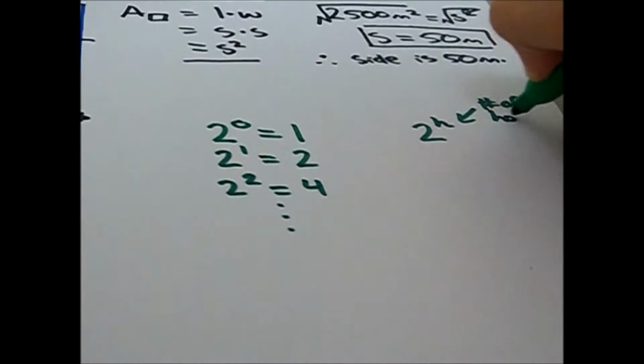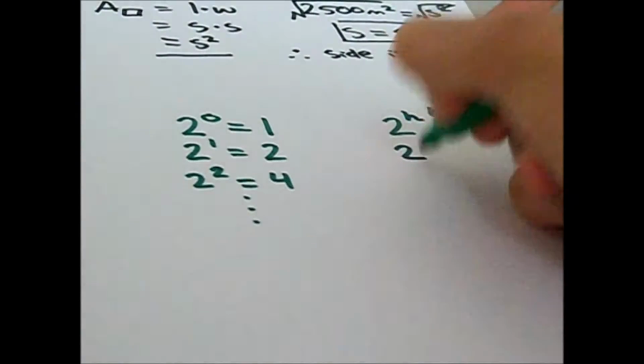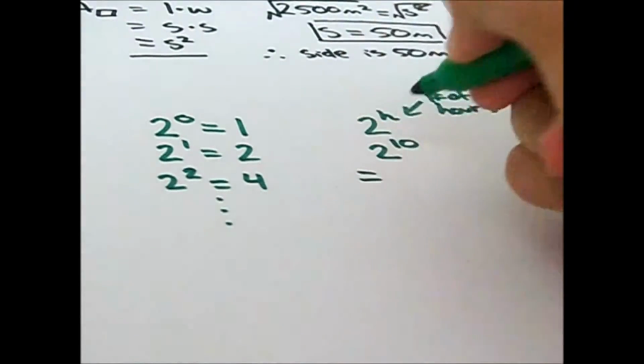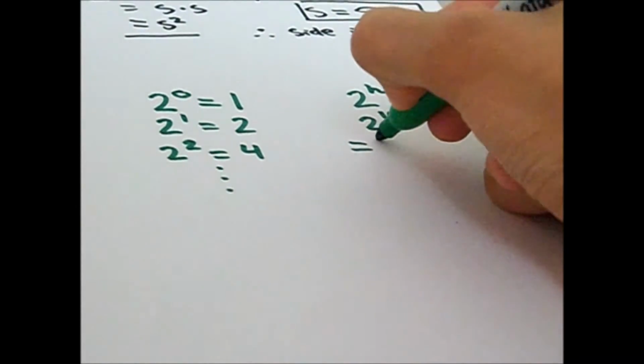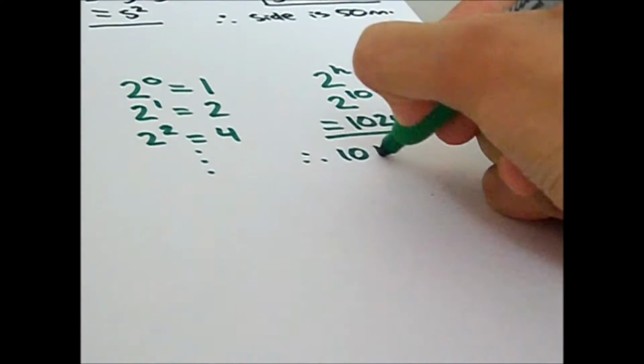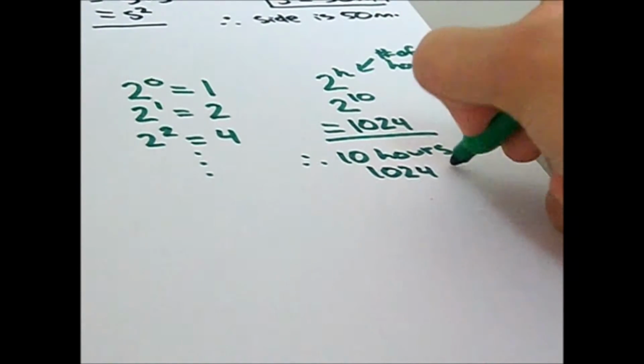Now if I want to find how many bacteria cells there are at 10 hours, all I need to do is substitute 10 hours for h. So 2 to the power of 10 gives us 1024 bacteria cells. So therefore, at 10 hours there are 1024 bacteria cells.